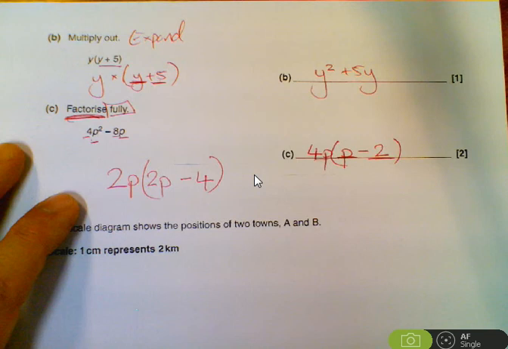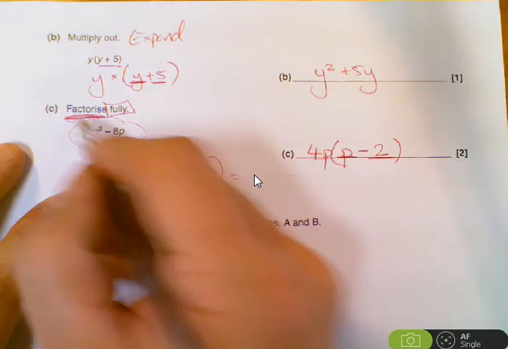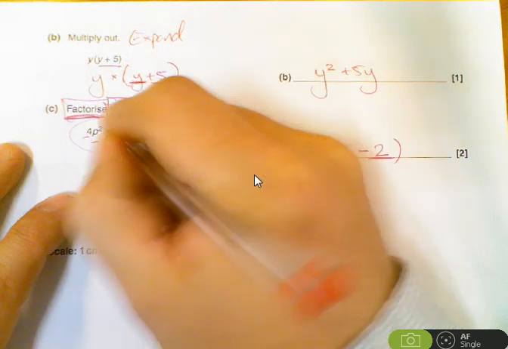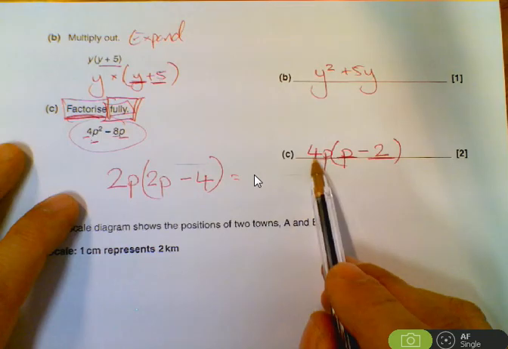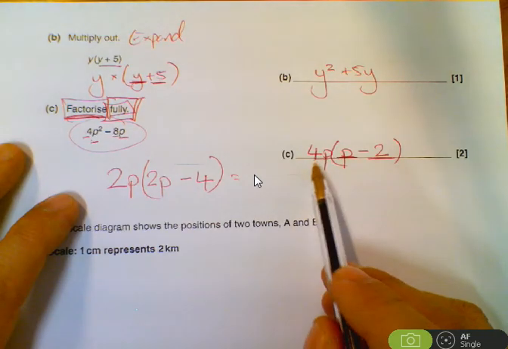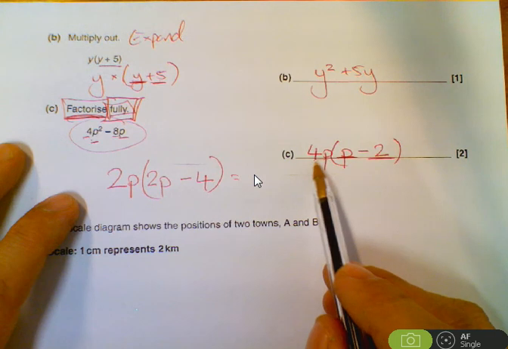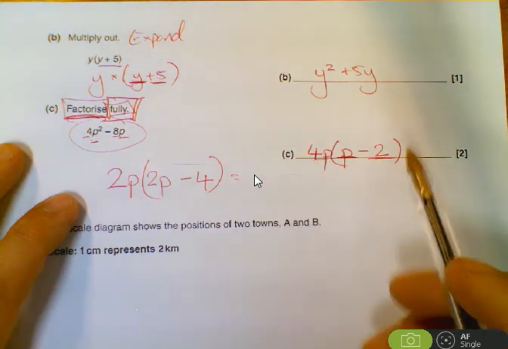Now this would expand to that correctly. It is a correct factorisation, but it's not done fully because I didn't pull out the biggest number I could here. So it's important to consider making this number the biggest possible number you can, otherwise you'll only get part of the marks.